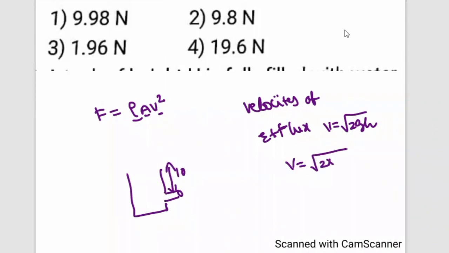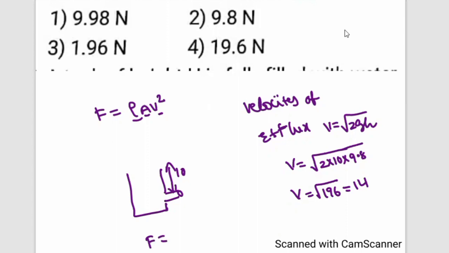V is equal to square root of 2 into 10 into, you can take as 10. Otherwise, you can take g value as 9.8, because options are in terms of 9.8, 9.6. You are going to get V square is equal to 196. V is equal to square root of 196. That is equal to 14. Then F is equal to density.